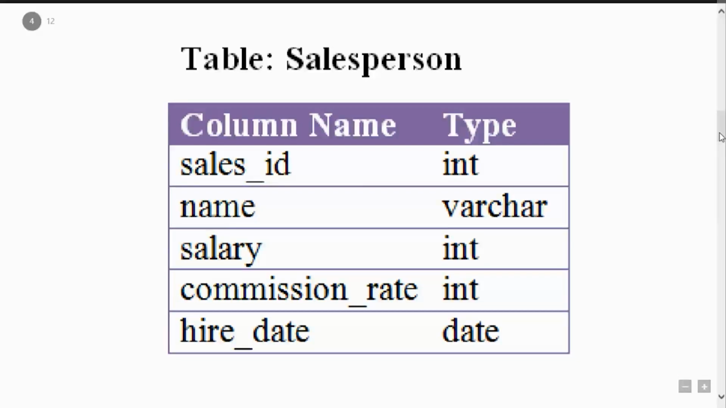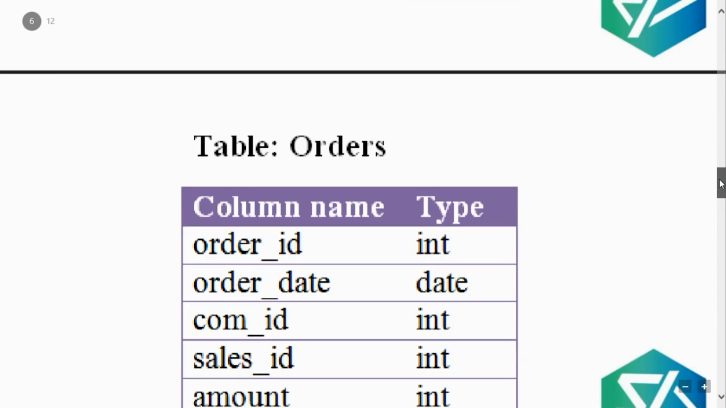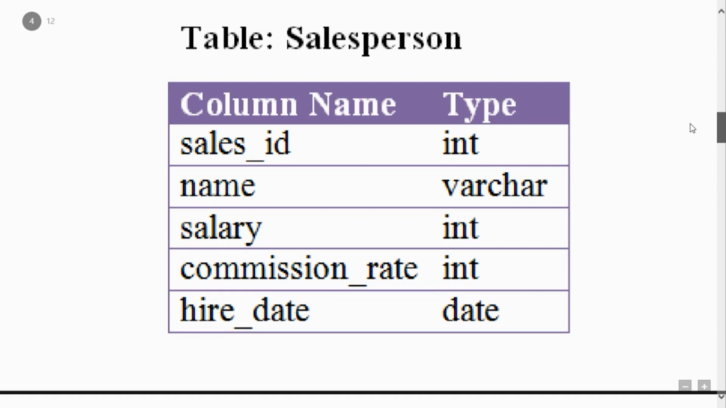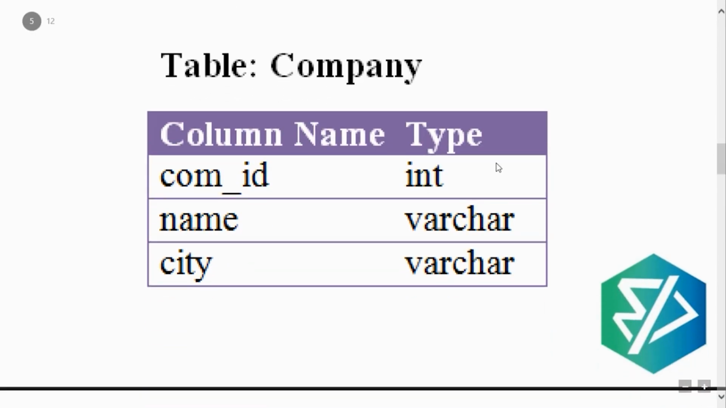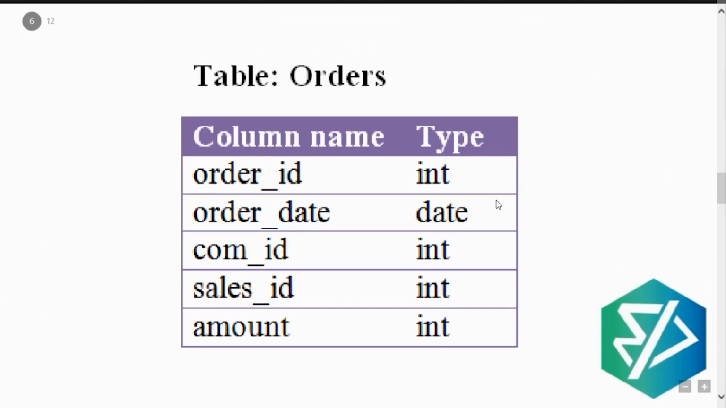Three tables are used in this problem statement. First is the salesperson, then the company, then the orders. In the salesperson table, you have the columns sales ID as int, name as varchar, salary int, commission rate int, and hire date as date. Then you have the company table wherein you have the company ID, name, and city. Then you have the orders table where you have the order ID, order date, company ID, sales ID, and amount.